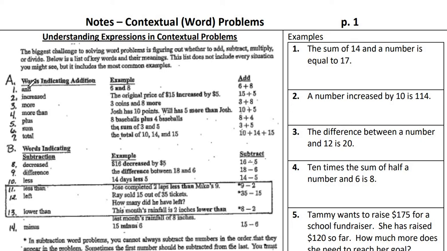So look at section A right here. You see the words and, increase, more than, plus, sum, and total. And then here are some examples written in expressions right here, and then how to write it with numbers. So if you see 6 and 8, that means 6 plus 8. And you can read through these. Remember, sum means to add right here. The sum of 3 and 5 is 3 plus 5.